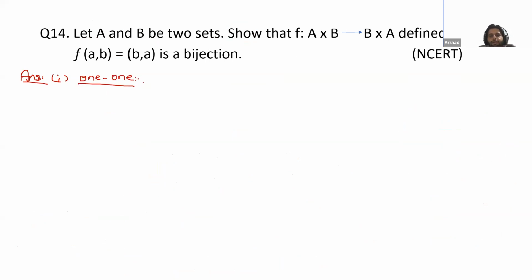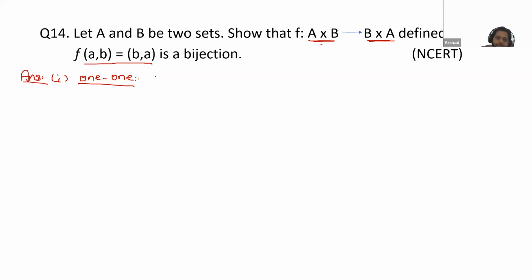Umair, yesterday we did this in detail. What is the standard statement we need to write? You can check yesterday's lecture also. Okay, now one-one. Let A and B be two sets. Show that f from A cross B to B cross A defined by f(a, b) is equal to (b, a) is a bijection. Now, in place of a set, they have given the Cartesian product. That's why this time we need to assume every value as an ordered pair.